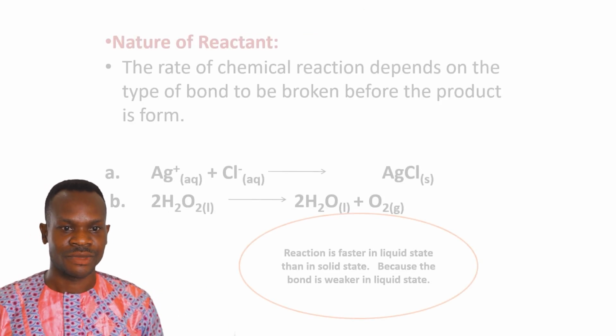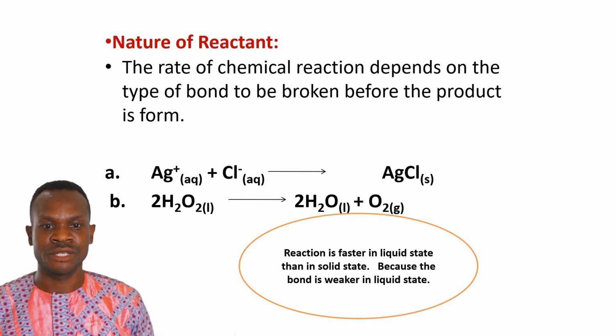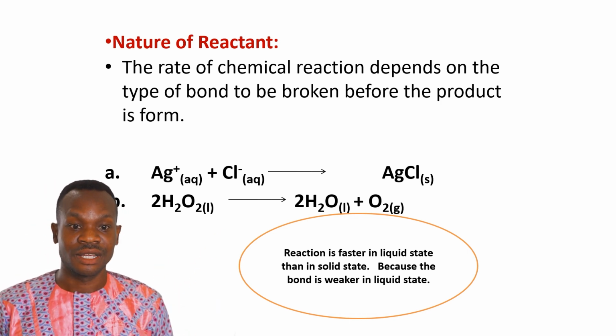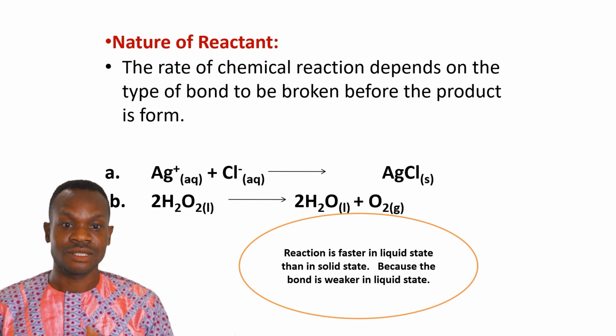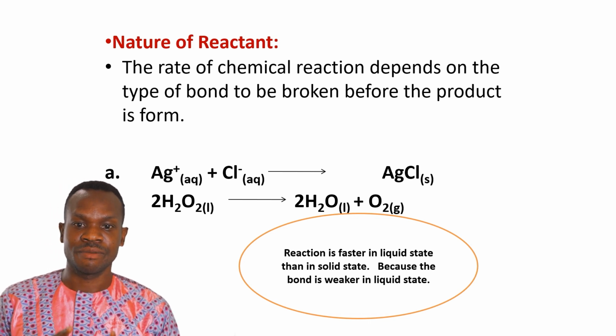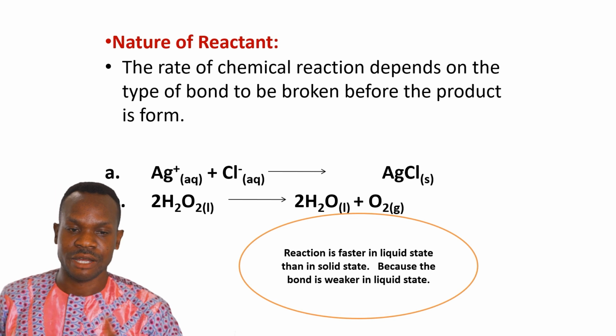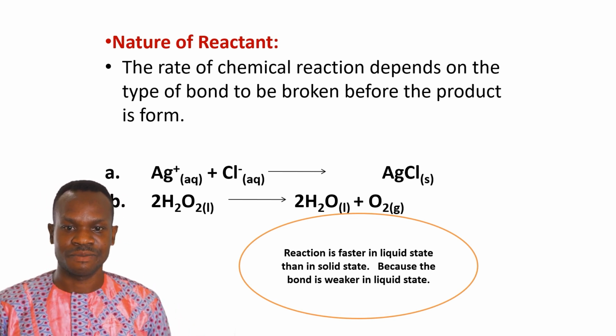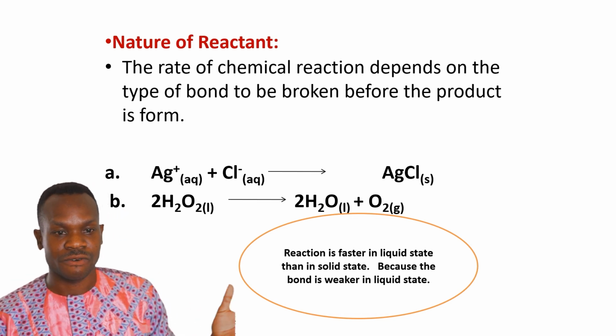Nature of reactants. This explains the difference in the rate of two different reactions, unlike other factors. So, some substances react relatively faster than others. This has to do with the fact that during a chemical reaction, bonds are broken and bonds are formed. So nature of a reactant means nature of the bond in the reactant. The bond can be ionic or covalent.